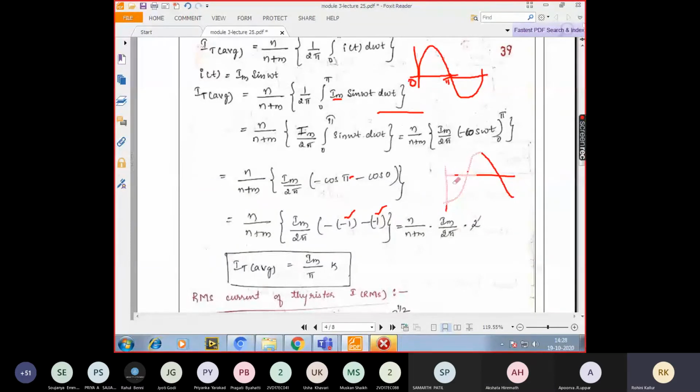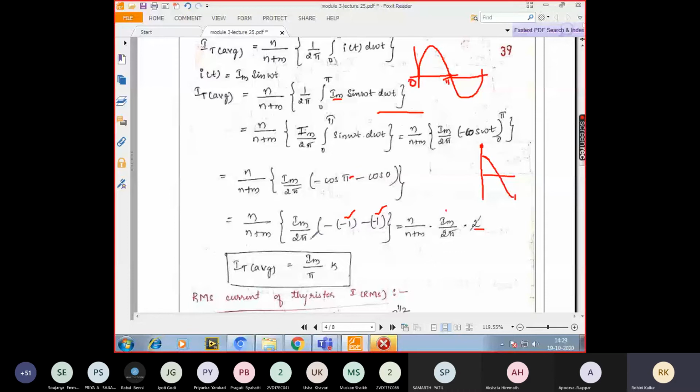I need to rearrange this. So cos 0 is positive 1, cos pi is minus 1. Correct? This is minus of minus 1. Here I have a minus. Then a minus cos 0. So cos 0 is plus 1. Cos 0 is plus 1, because of which we will be having this as minus 1 and minus, and here also. So this is minus of minus 1, which is 1, and minus of minus, which is plus 1. So the value becomes 1 plus 1, that is equal to 2.